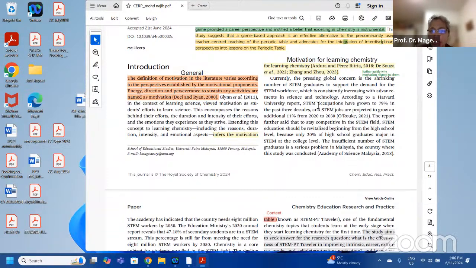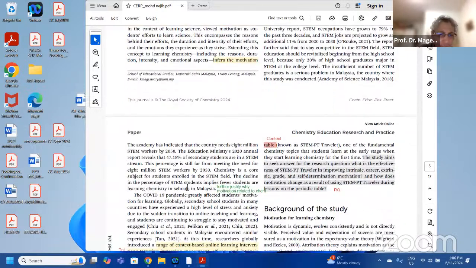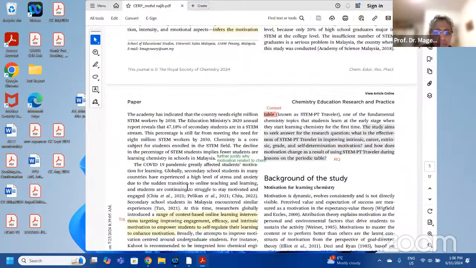So I need to think. I thought about it: there are few students taking up STEM. I think in Indonesia, it's a global problem. The enrollment of students in science keeps dropping. Not many students are taking science. And then COVID-19 also, because this study was conducted at the time of the pandemic, in 2021. So the pandemic is also another reason. Globally, and also in Malaysia, there are fewer students, and that is mainly because of motivation.